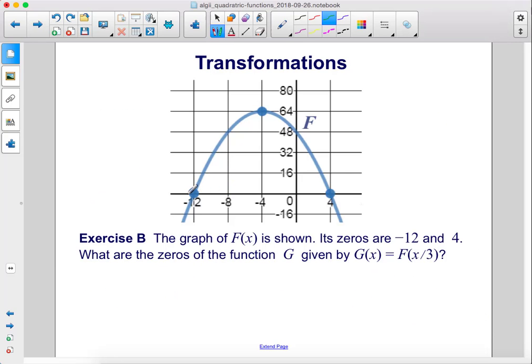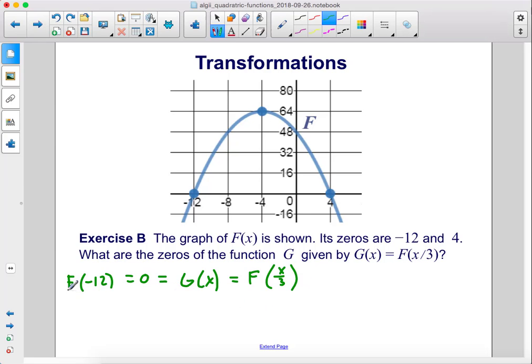The graph of f of x is shown. Its zeros are -12 and 4. What are the zeros of the function g given by g of x equals f of x over 3? All right, so we see here that f of -12 equals 0. And we're trying to find the zeros of the function g, so this is going to equal g of x, which also equals f of x over 3. So all of these are equal.